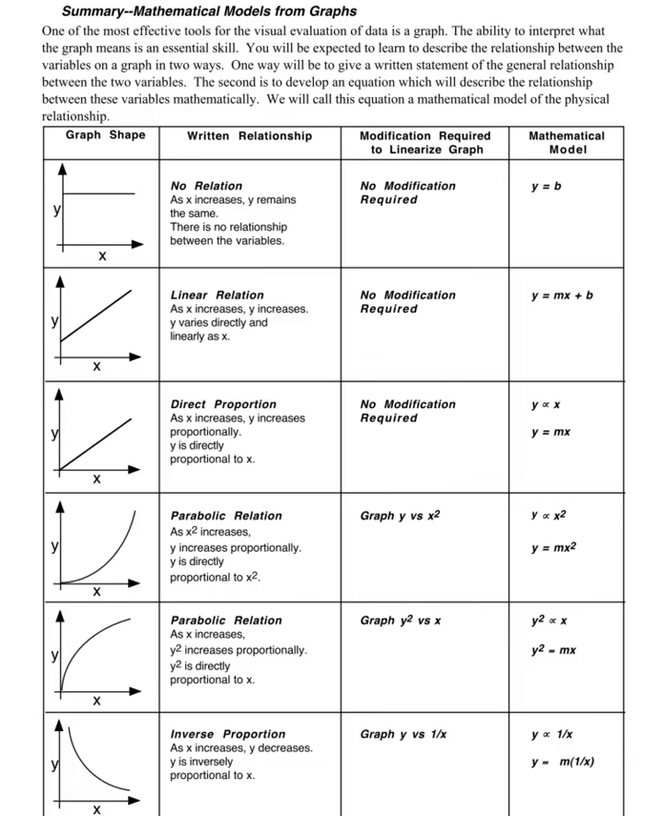As you can see at the very top row, we have a plot which yields a horizontal line. Whenever you end up with an experimental plot which has a horizontal line with a zero slope, that means that there is no relationship between your independent variable and your dependent variable. There's really no modification required because there's no relationship between the two variables.